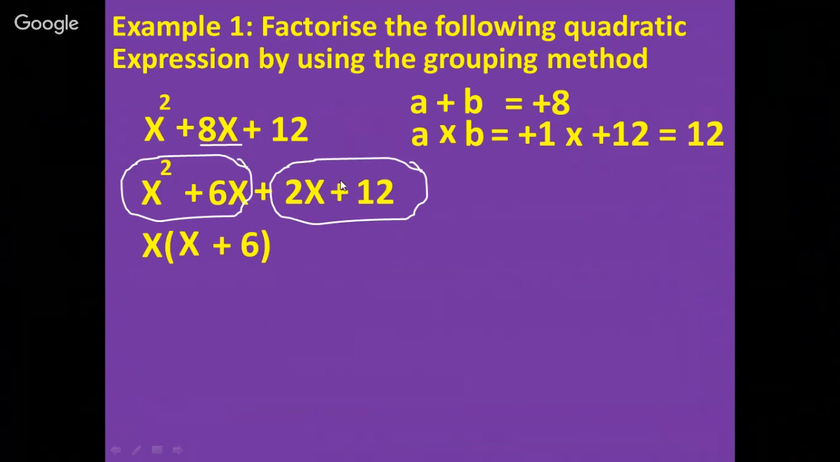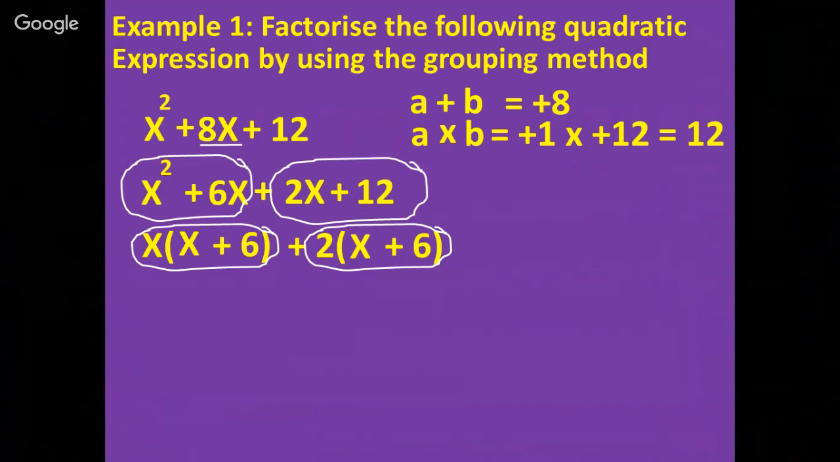Now come to this second group. What can we factor out from these two terms? Both these two terms are divisible by 2. We can divide this by 2 and this by 2. So let's factor out 2. So plus 2 times, 2x divided by 2 is x, and then 12 divided by 2 is 6.